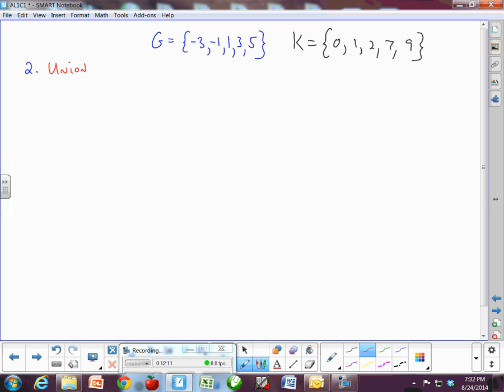Union. The symbol for union is simply a U. It looks like a U. We don't put any line down, but it looks like a U. That's the symbol for union.